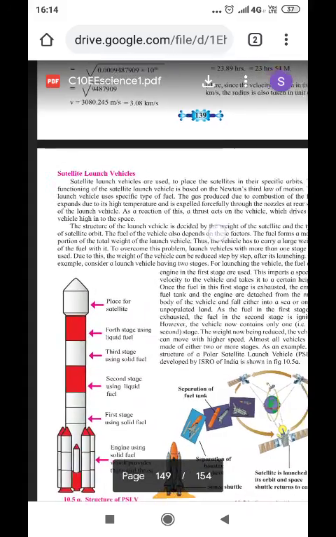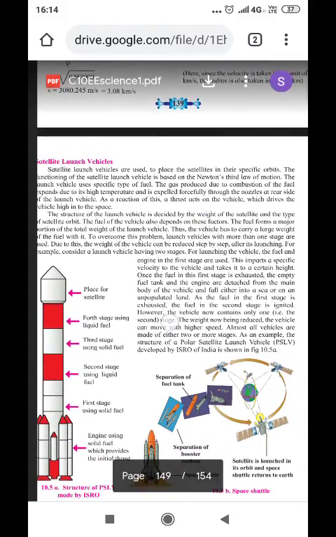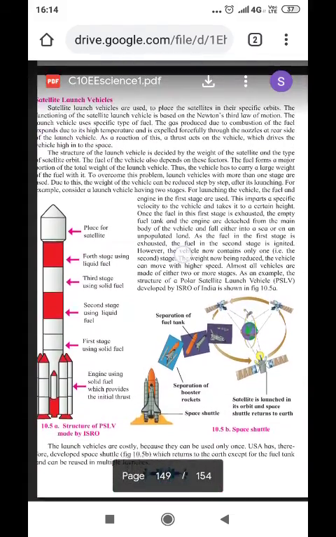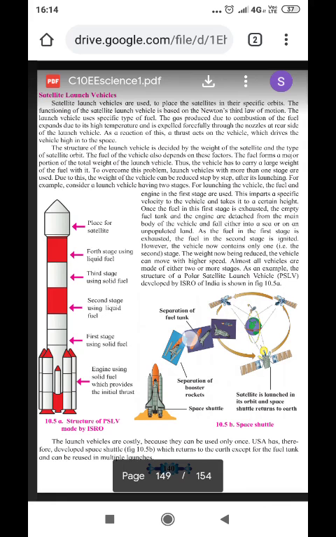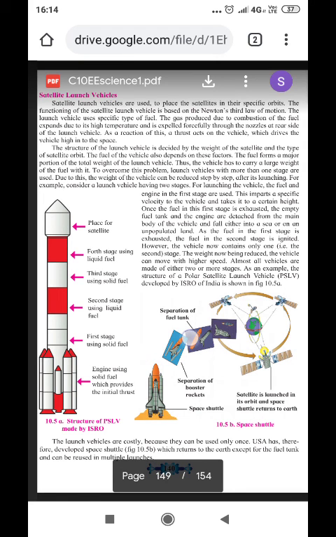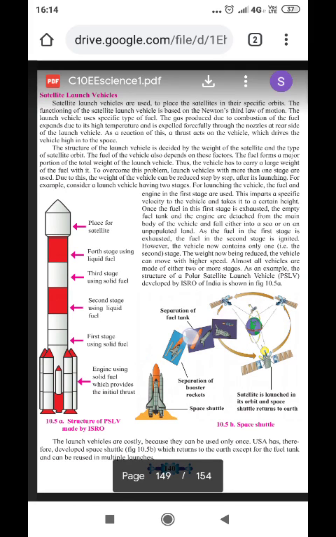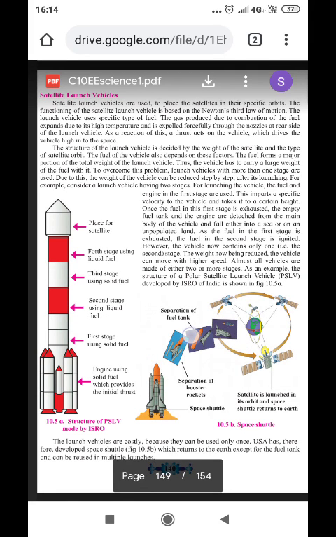Satellite launch vehicles. Satellite launch vehicles are used to place satellites in specific orbits. The functioning of a satellite launch vehicle is based on Newton's third law of motion. The launch vehicle uses a specific type of fuel.